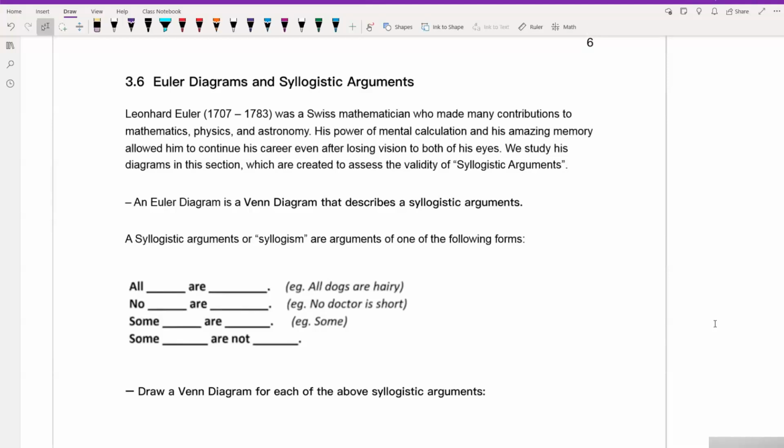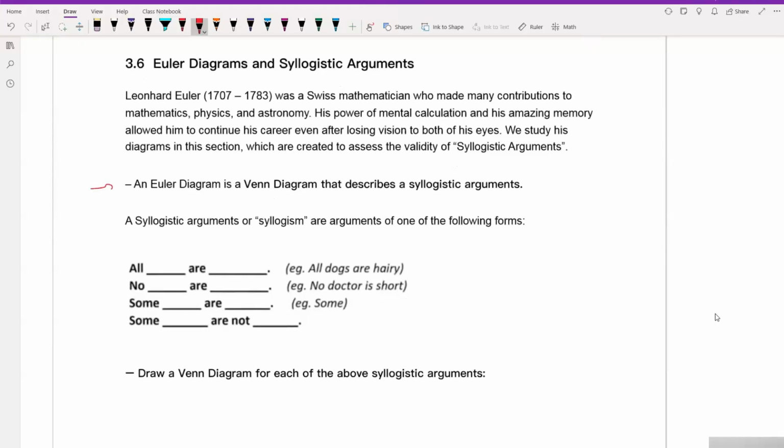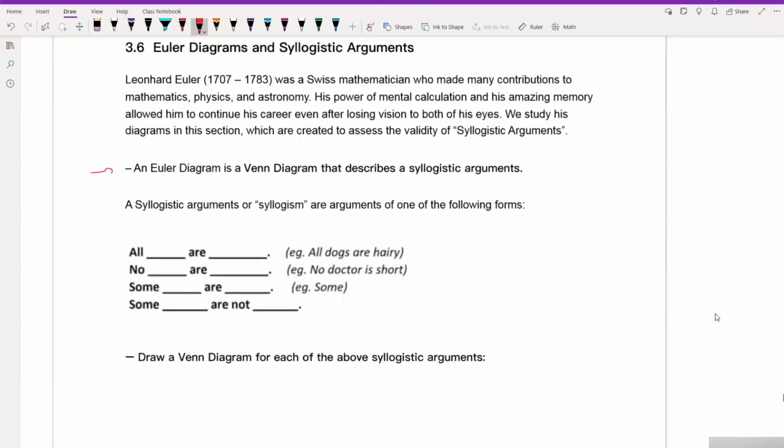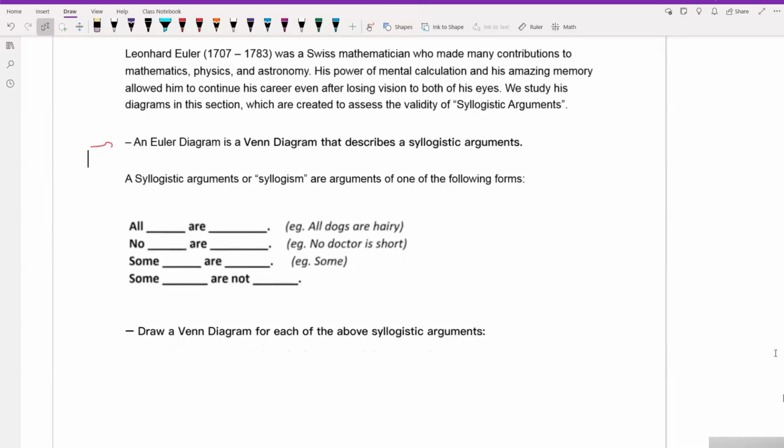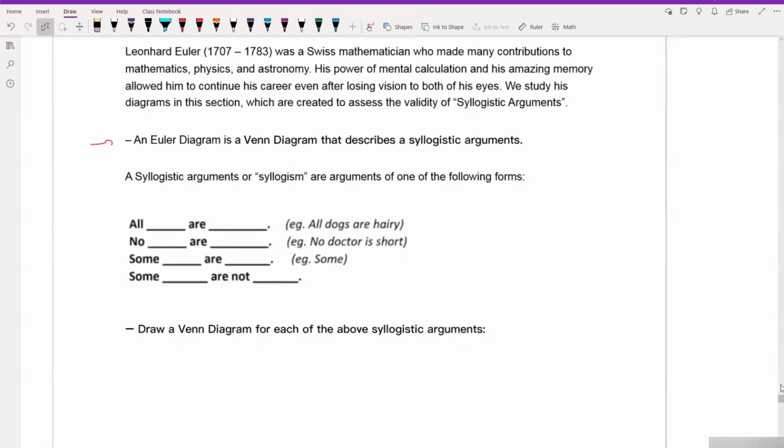Here on this part, we have Euler diagrams and syllogistic arguments. An Euler diagram is a Venn diagram that describes the syllogistic argument. Syllogistic arguments, or syllogisms, are arguments of one of the following forms. The first one is "all are."